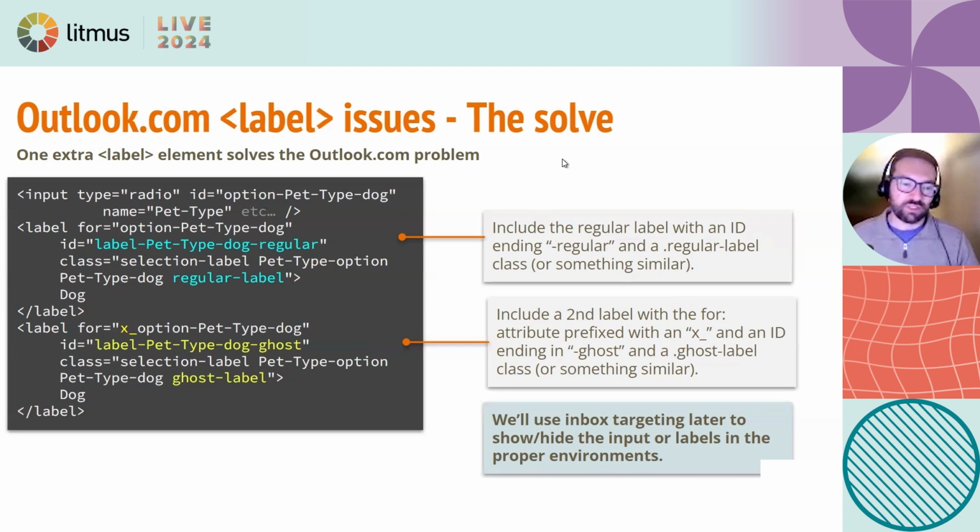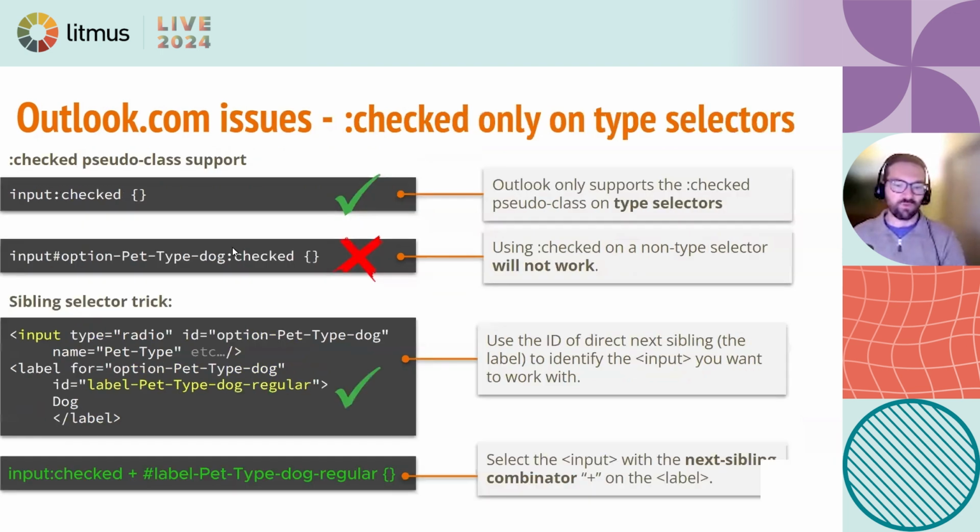So that's the only little extra piece of HTML we need to add in this whole demonstration to make this work in all of our inboxes. There's a little bit of CSS later, but this is the only extra thing, just this one little label element. So your structure will be input, label, label, all in that order right after each other for each of your inputs.